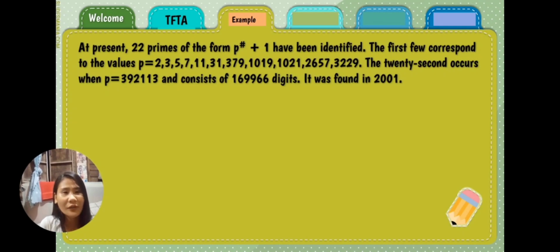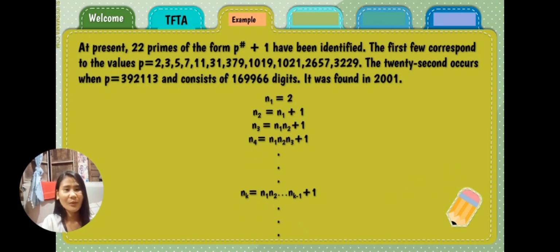and consists of 169,966 digits. So imagine how many digits it composed. So it was found in 2001. So here is the equation.